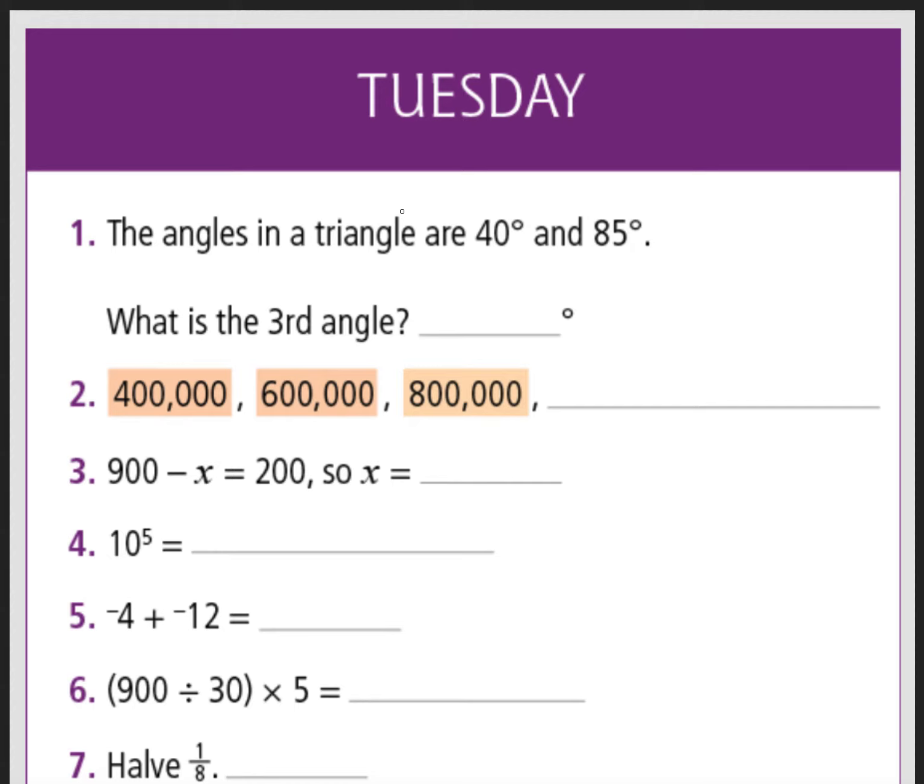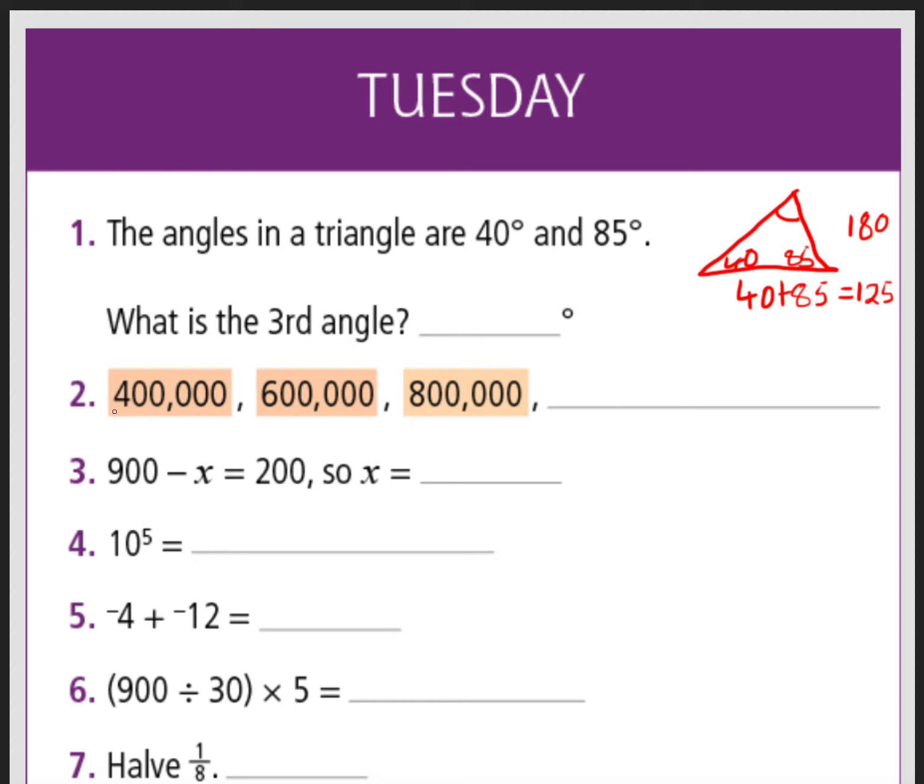Now the first one here is asking us, well, normally with these ones they're showing us the triangle, but this one they're just telling us. So we've got a triangle and we're told that one angle is 40 degrees, another angle is 85, and they're asking us what is the other angle in the triangle. Well, we know that all three of them add up to 180. So if we add up 40 and 85, we're going to get 125. So if we do 180 take away 125, that'll tell us what the third angle must be.